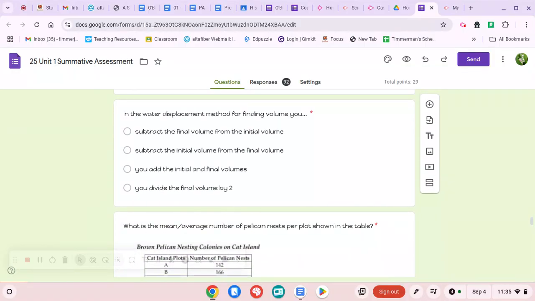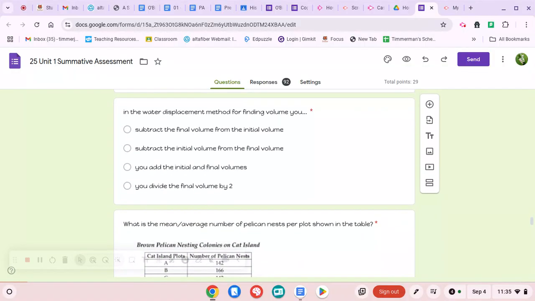In the water displacement method for finding volume, do you subtract the final volume from the initial volume, subtract the initial volume from the final volume, add the initial and final volumes, or divide the final volume by 2?